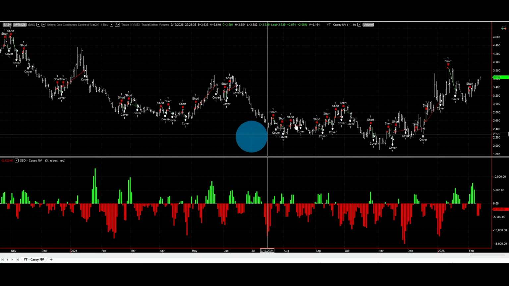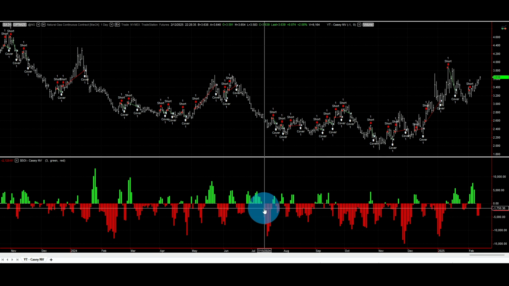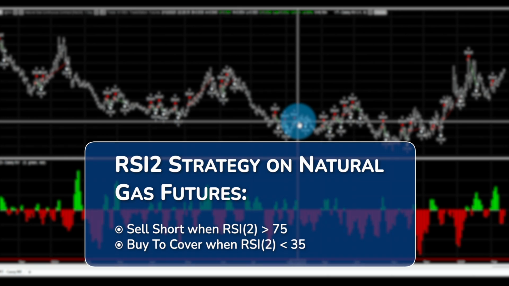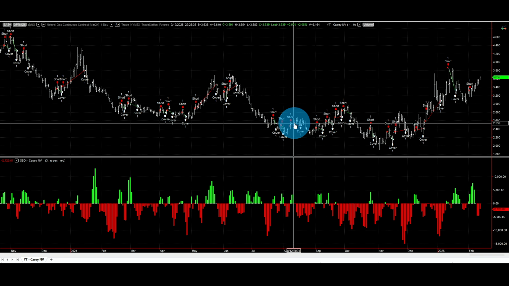Now I will test the same strategy, and we will use the same indicator as a filter on natural gas. Natural gas is the opposite of the S&P 500. It works really well with mean reversion shorting the instrument. So here is the natural gas futures, and again we have our indicator at the bottom. This is the original RSI strategy on natural gas: when the RSI 2 is above 75, we sell short, and when the RSI 2 goes below 35, we cover our short. There's no stop loss, no profit target, and no fixed bar exit.